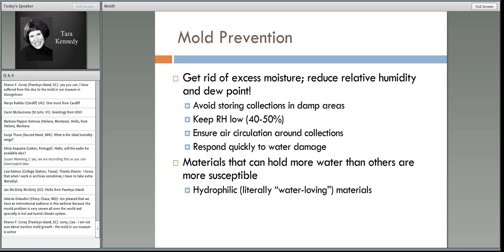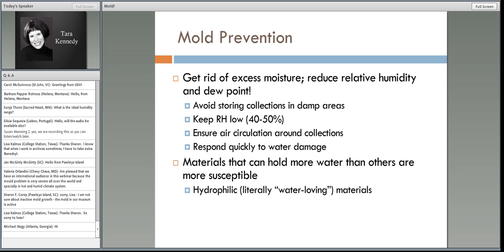So materials that can hold more water than others are more susceptible. Things like paper, leather, textiles, things that are more hydrophilic, meaning things that really love water, are going to be more susceptible to mold outbreak. When I mentioned equilibrium moisture content, that's talking about the moisture level in objects. And anything that really likes water and can readily absorb it is definitely going to be more at risk. So libraries and archives are the ones that really have to keep an eye out for mold.